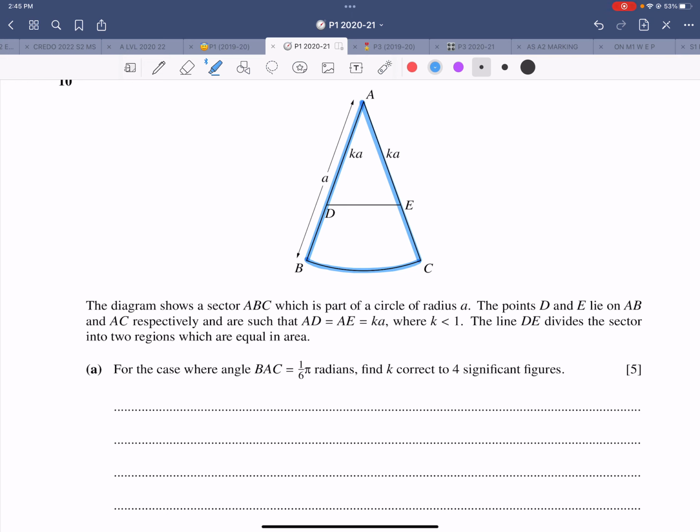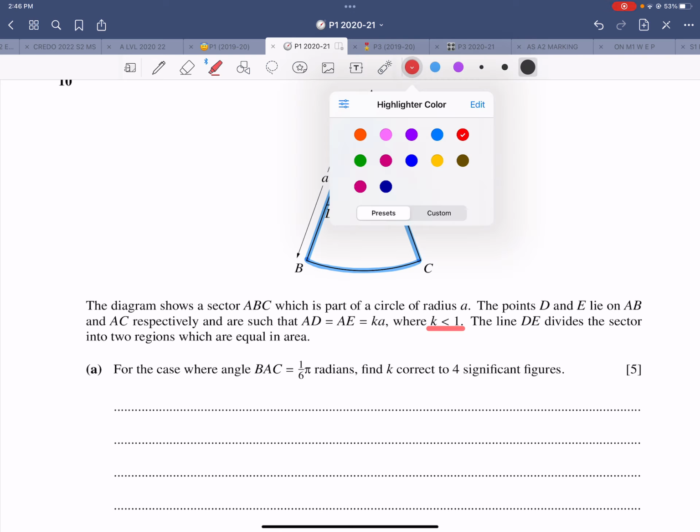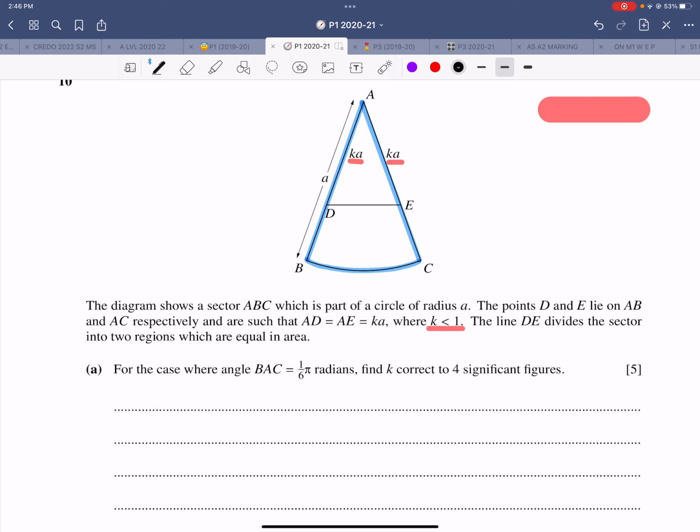And it says AD and AE are equal to KA. This is KA, this is KA. K is less than 1. What does it mean? K could be half. Less than 1 does not necessarily mean negative. Keep that in mind. Naturally, it's about length, and length cannot be negative. So actually, what they are saying is that K lies between 0 and 1. It cannot be negative. K could be 3/4, K could be 0.8 and so on.